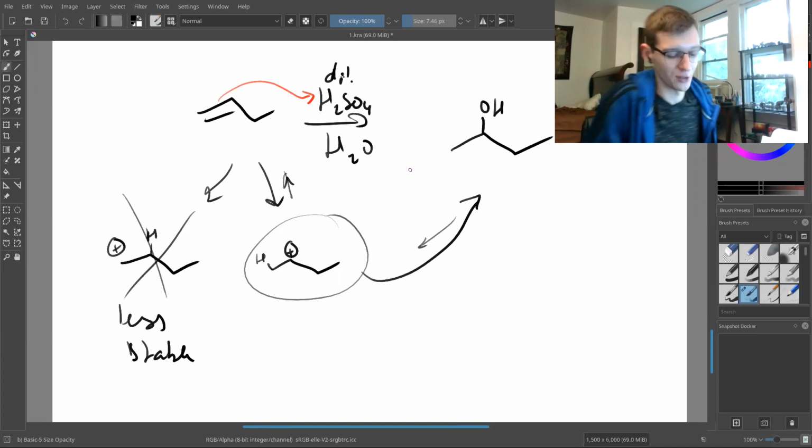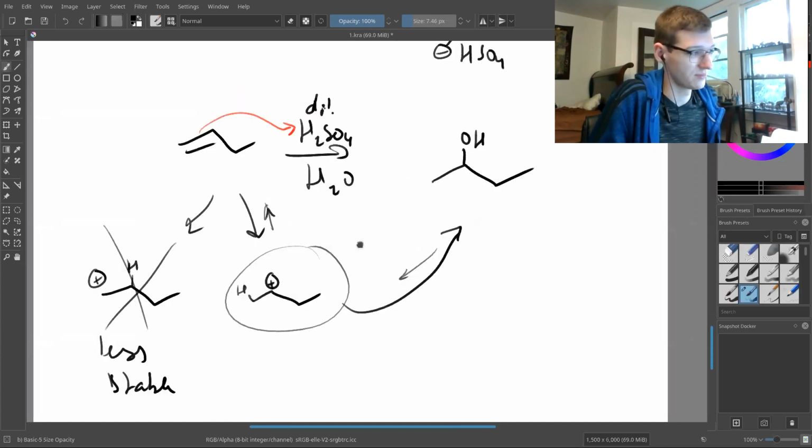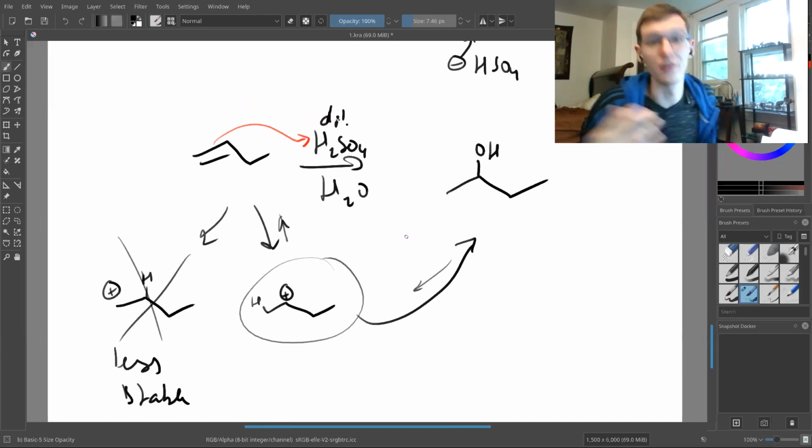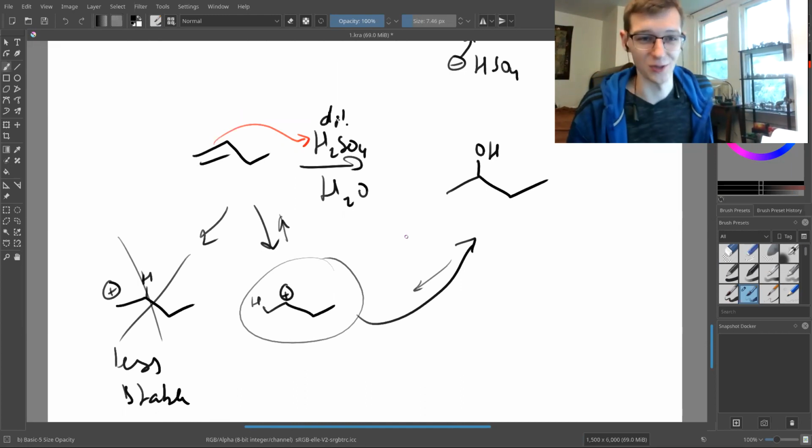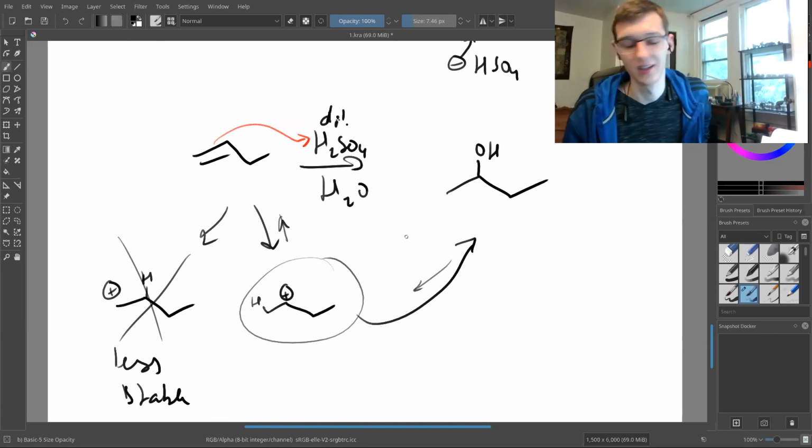So this is a reaction that, if you're talking about E1, is a reaction that you've learned. So we get more bang for our buck, so to say, right? We get two reactions for one mechanism.